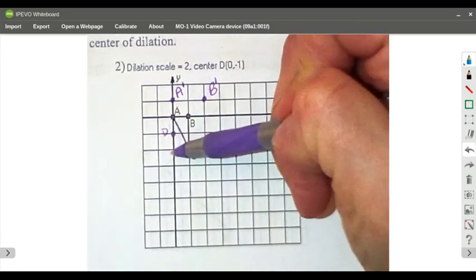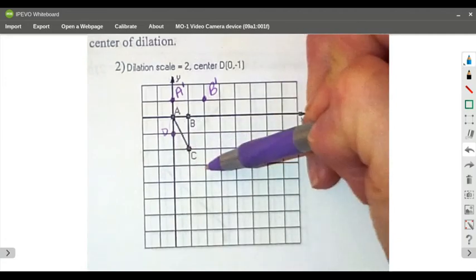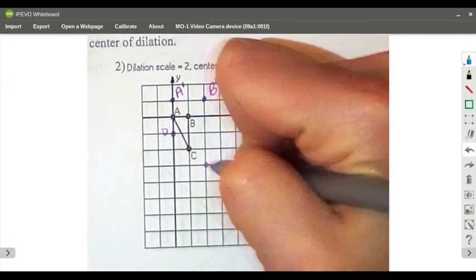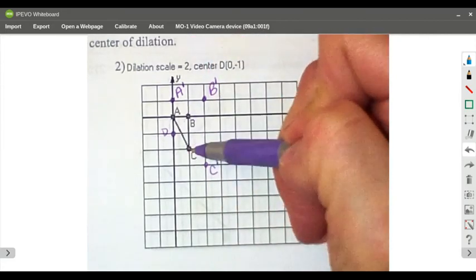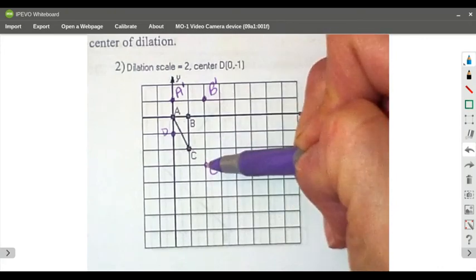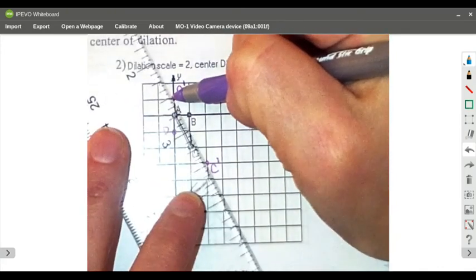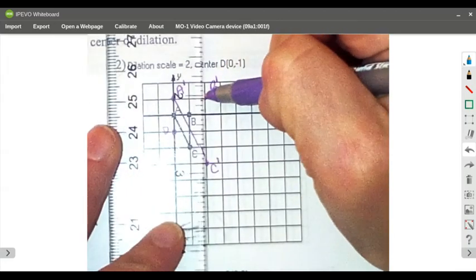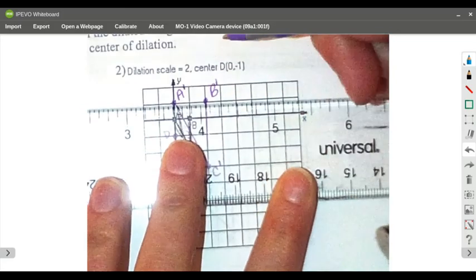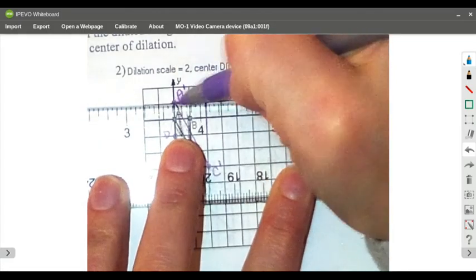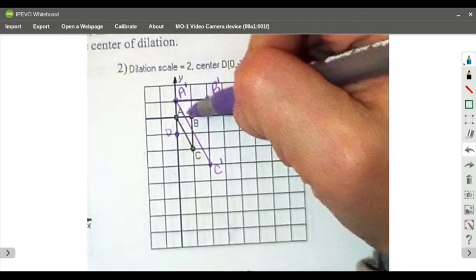C is down 1, right 1 from D. So C prime is going to be down 2, right 2. Or again, I could have noticed that from B to C is 2 units. So that tells me from B prime to C prime has to be 4 units. Okay, then just connect. Okay, so there is number 2.